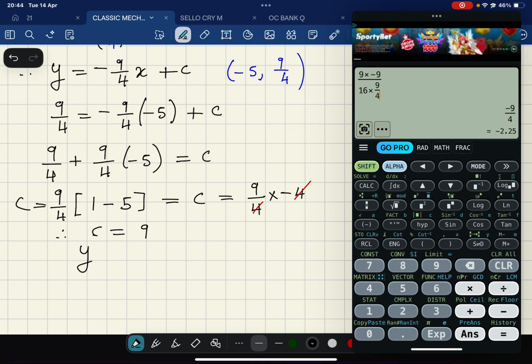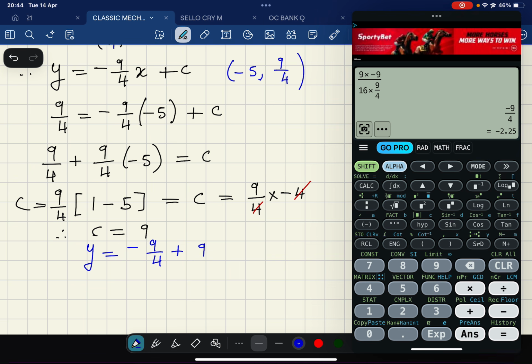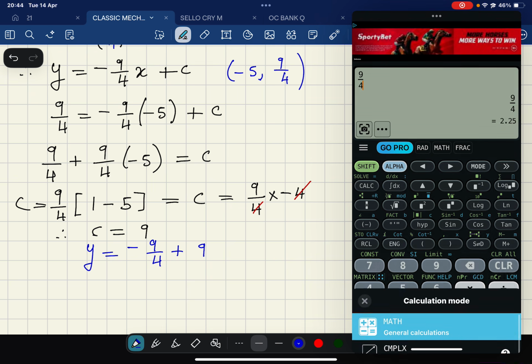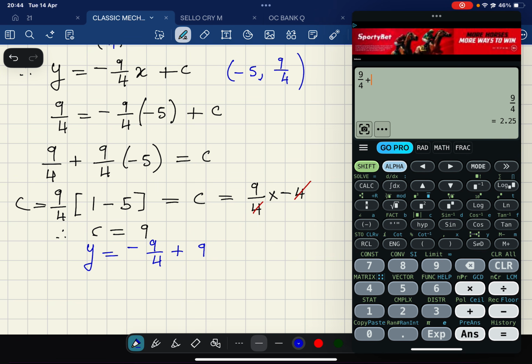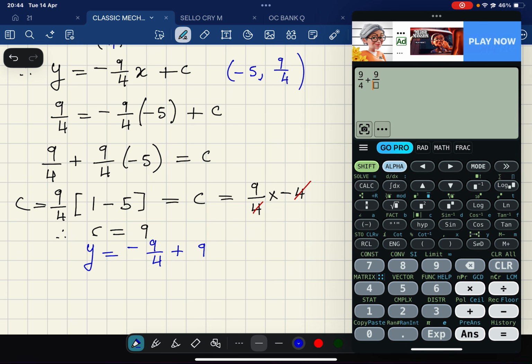And then I'm going to sub it into my original line, which is y equal to, the gradient is negative 9 over 4, plus the c, which is 9. If I'm not mistaken, let me double check. I have 9 over 4, then I have plus 9 over 4 all into negative 5.